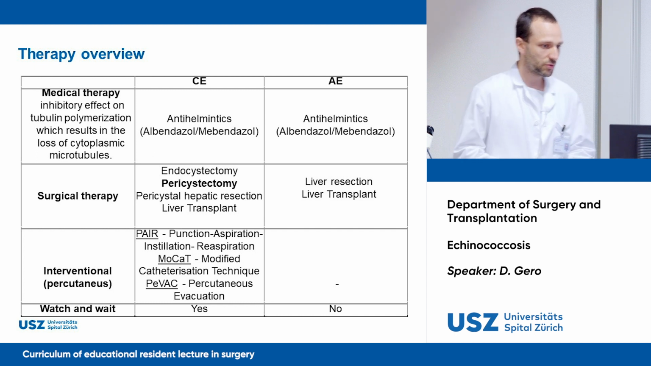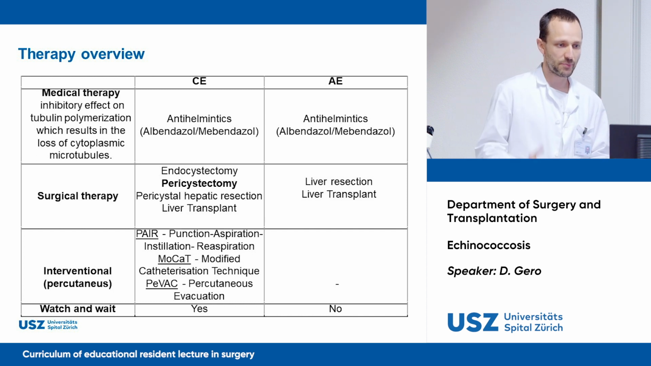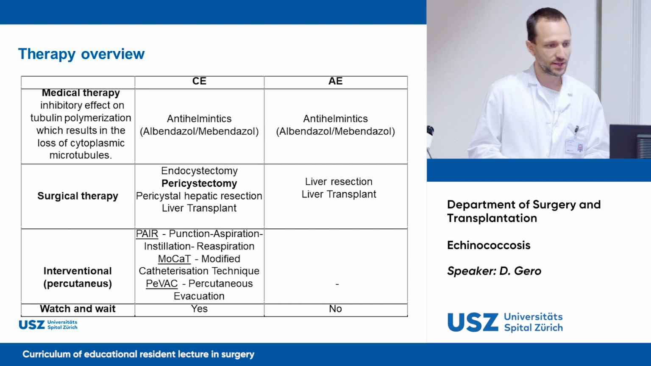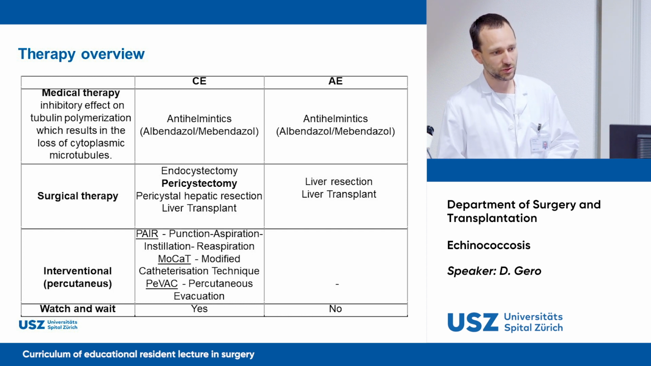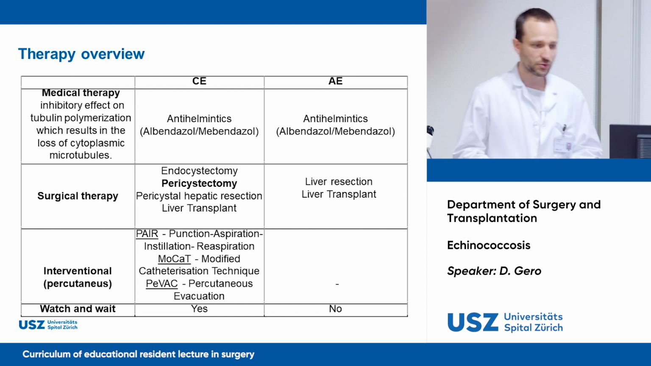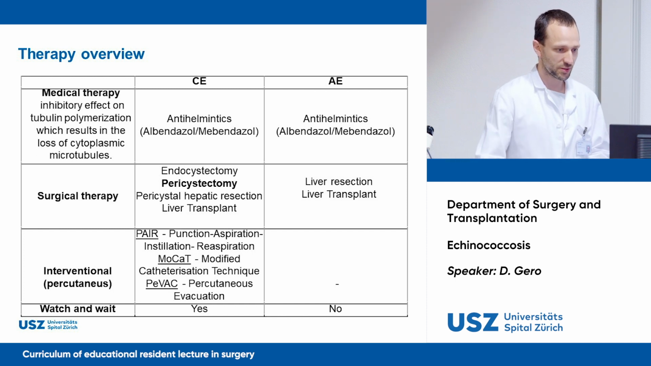For cystic echinococcosis, our preferred approach would be a pericystectomy, but I would like to also mention the existence of endocystectomy, sometimes the need of a pericystal hepatic resection, or as a last resort, a liver transplantation. In case of alveolar echinococcosis, the surgical approach is liver resection. Here we have to aim for an R0 resection or a liver transplantation.